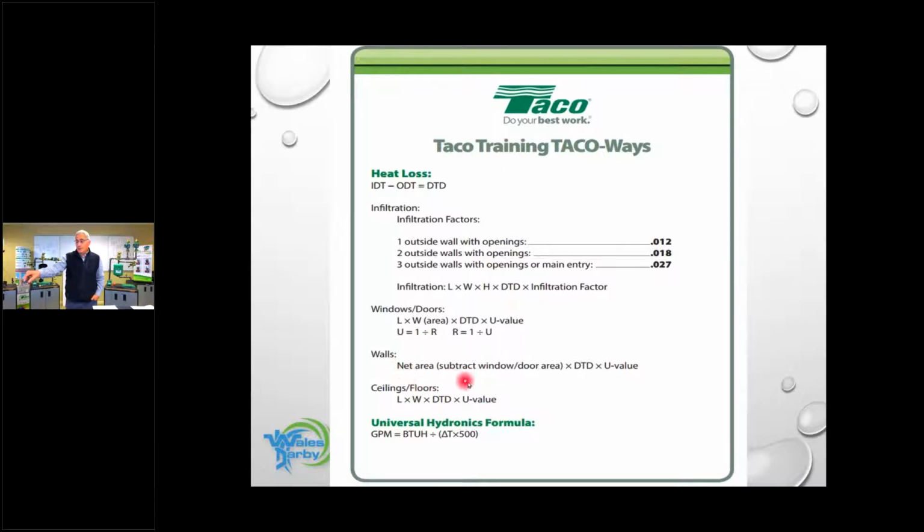So now we're going to go to the walls and we're going to subtract that window area from our walls. So I've got 2 exposures, and it's a 10 by 15 room. So I've got a 10-foot wall and a 15-foot wall. So 10 by 15 is 150. If I subtract 30 from it, I get 120 times 56, our design temperature difference, times the U value for my wall. So in this situation, I'm using an R value of 19 for the walls.